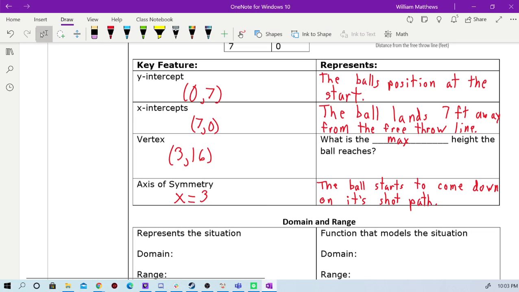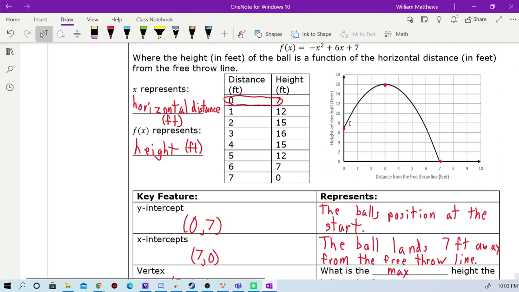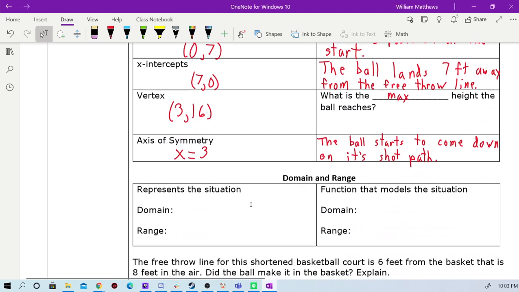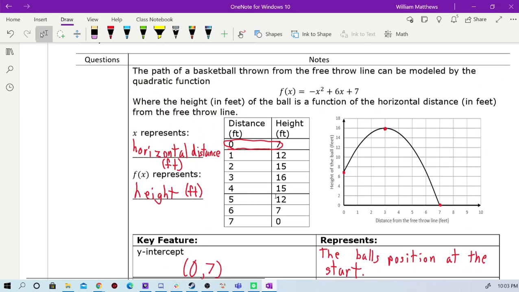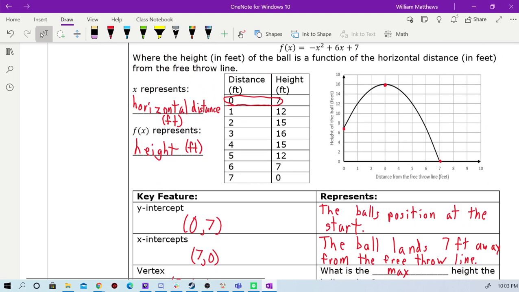So in this case, the shooter takes his shot, the ball is increasing, it reaches our axis of symmetry, also our vertex, and then it starts to come down from its shot. Now, when I'm talking about the situation, I'm specifically talking about the story.